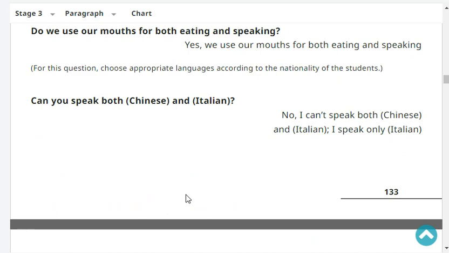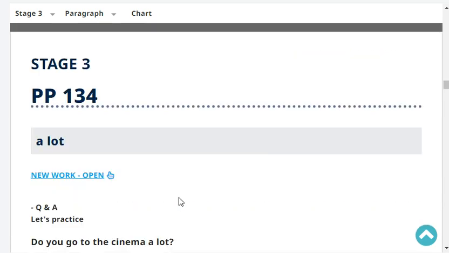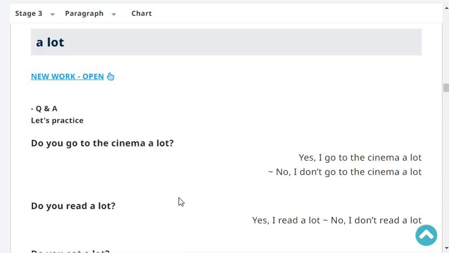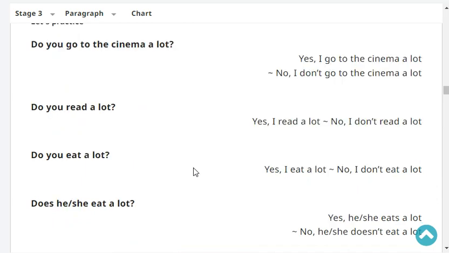Can you speak both Chinese and Italian? No, I can't speak both Chinese and Italian. I speak only Chinese. Very good. Do you go to the cinema a lot? Yes, I go to the cinema a lot. Do you read a lot? No, I don't read a lot. Do you eat a lot? No, I don't eat a lot.